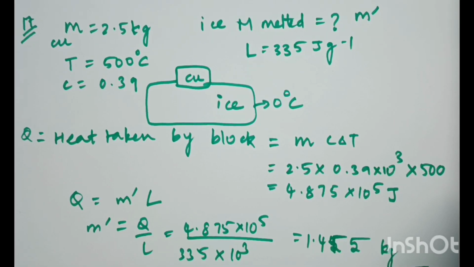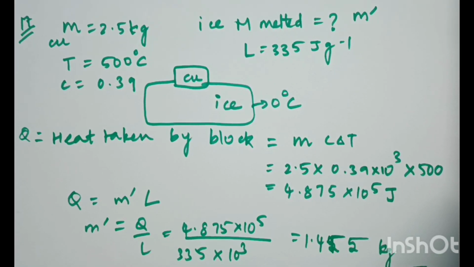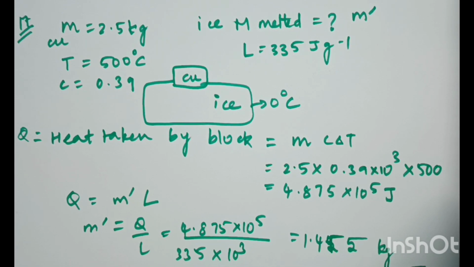So here we have a copper block of mass 2.5 kilogram, and we are heating it up to 500 degrees Celsius. Now we are keeping that copper block on the ice block. The question is what amount of ice is melting, and we have to find it. There are two given values: specific heat of copper, and heat of fusion of water, that is for melting. What is the value of L? That is latent heat, that is given. Now let us see the answer.